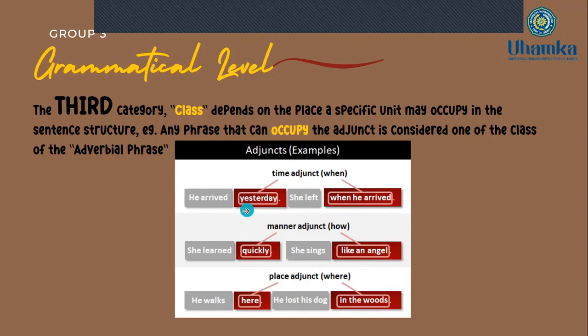Although we don't put yesterday in the two red sentences here, we have already known that he arrived or she left. But this time there is only an adjunct, only additional words. That is, here yesterday is classified as an adverbial phrase.